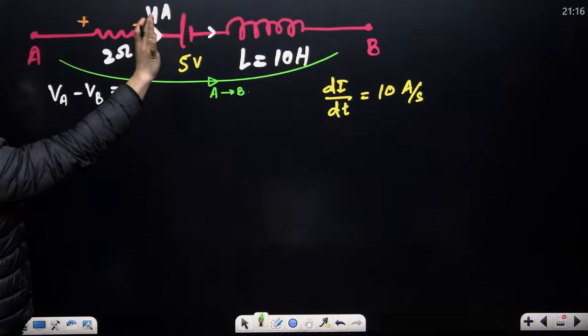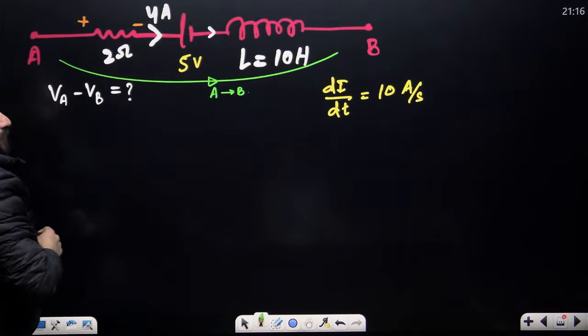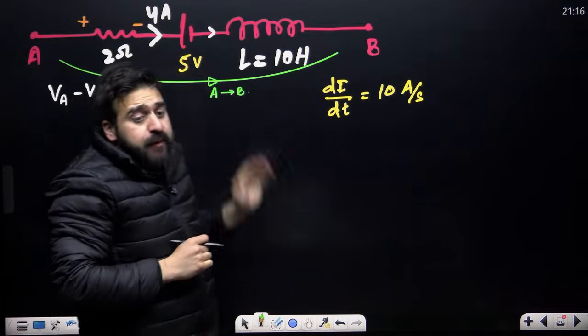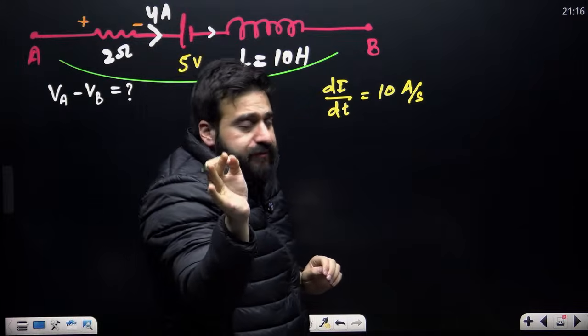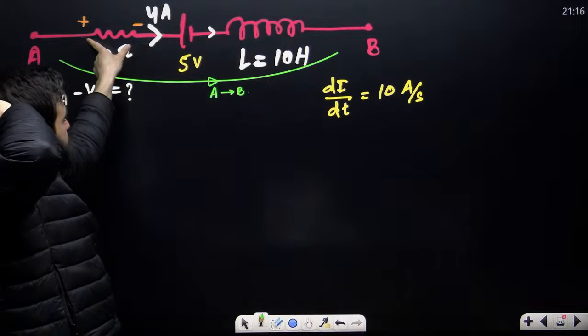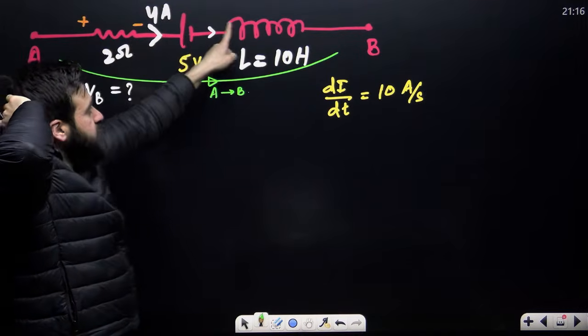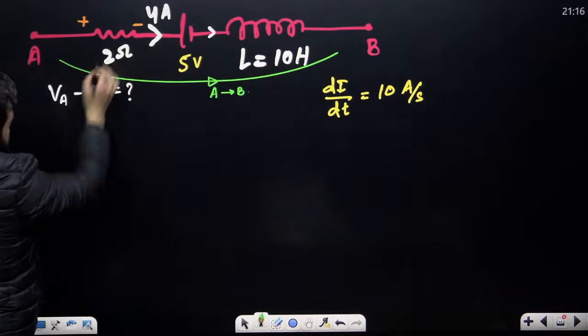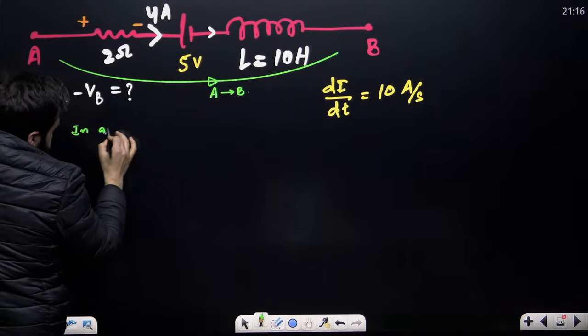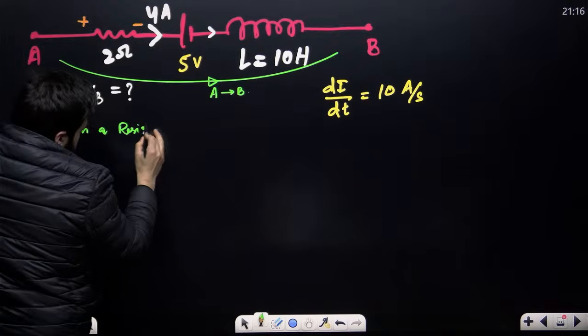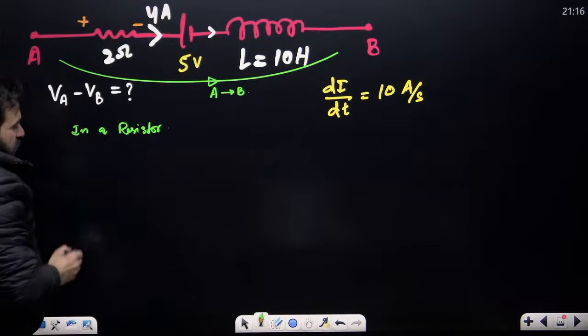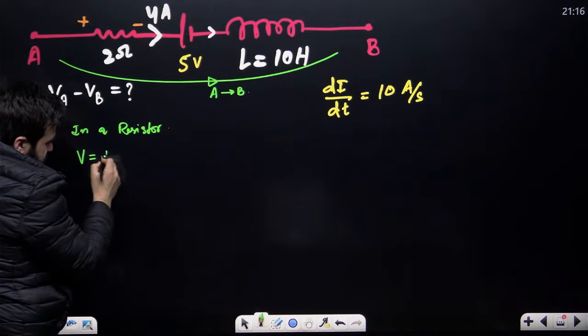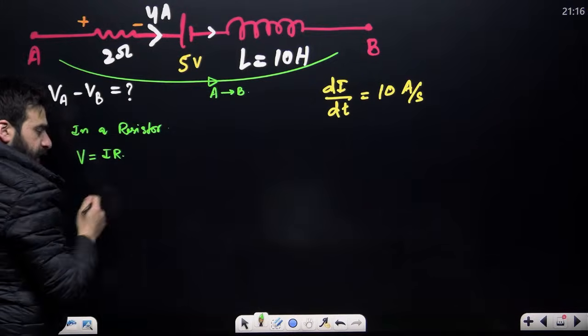Now, what you are supposed to do, listen to me very carefully, is mention the potential drop of every load over here. Like you have to mention what is the potential difference here, here, and here. In case of a resistor, if I ask you what is the potential difference, how do you find it? V is equal to I into R.